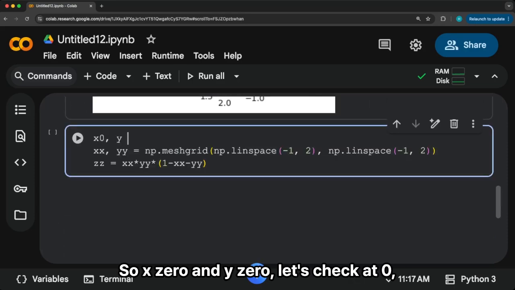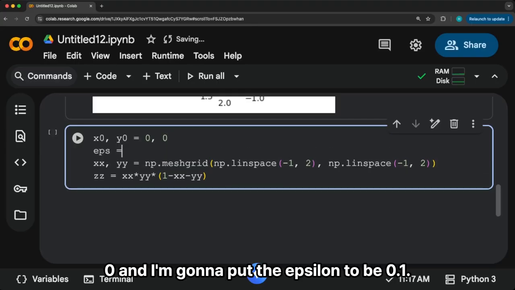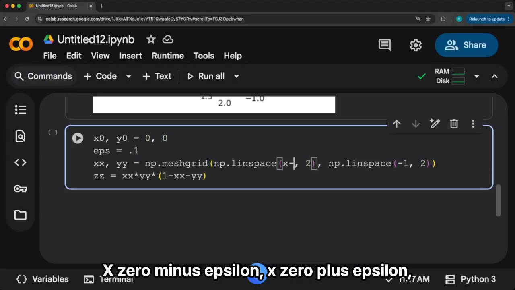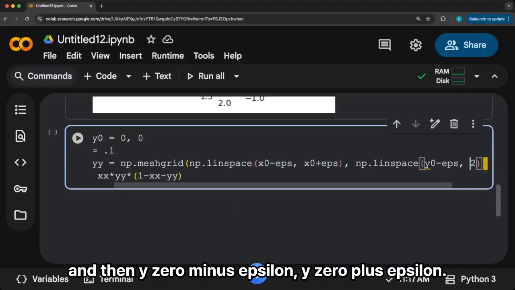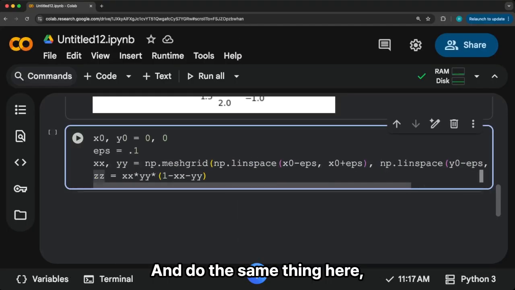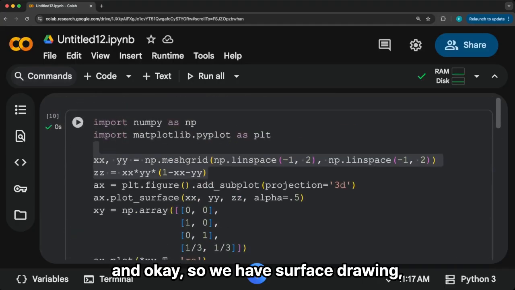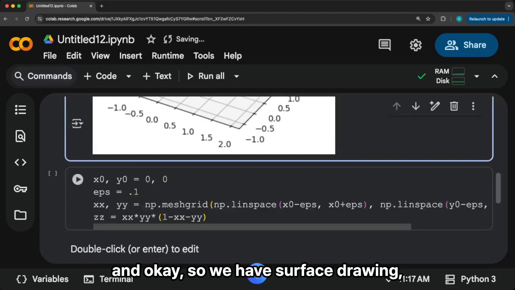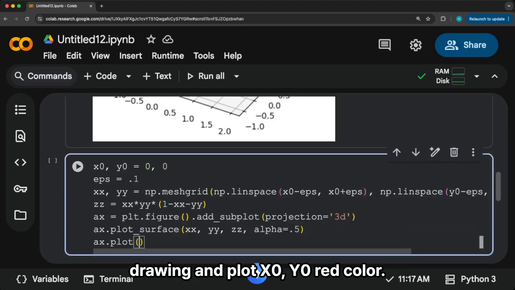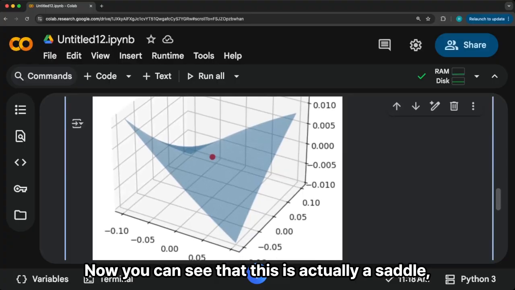So x0 and y0, let's check at 0, 0. And I'm going to put the epsilon to be 0.1. I think 0.1 might be okay. x0 minus epsilon, x0 plus epsilon, and then y0 minus epsilon, y0 plus epsilon, and do the same thing here. And okay, so we have surface drawing and plot x0, y0, red color.